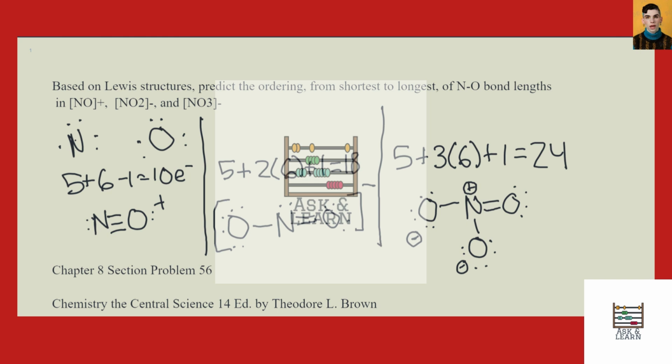And so as the sharing of electrons increases, bond length will decrease. So more triple bond character will mean the shortest bond. So NO+ will be the shortest. And since there's a single and a double bond in NO2-, but in NO3- there's two single bonds and a double bond, this NO bond will be longer on average than the NO bonds in NO2-. So in order from shortest to longest, it's NO+ is less than NO2- is less than NO3-.